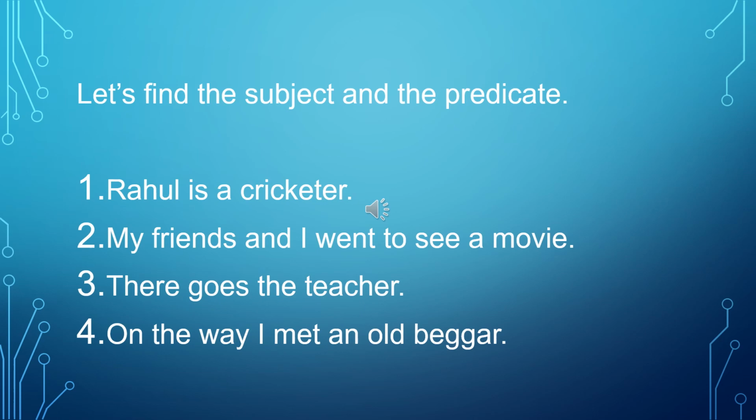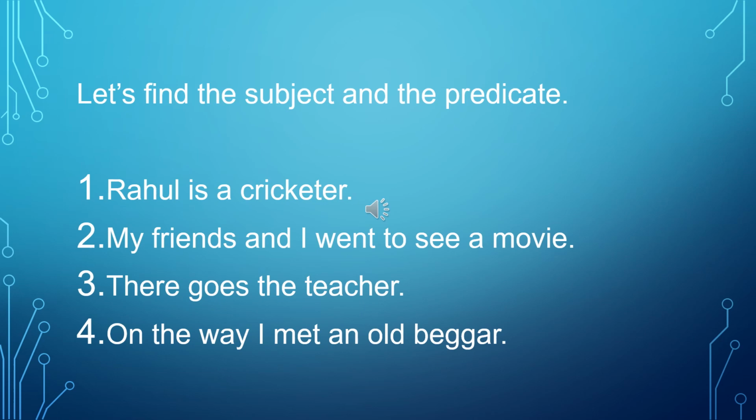Second, my friends and I went to see a movie. Now ask a question. Who went to see a movie? My friends and I is the answer. So it is the subject in the sentence. My friends and I is the subject and the predicate is went to see a movie.